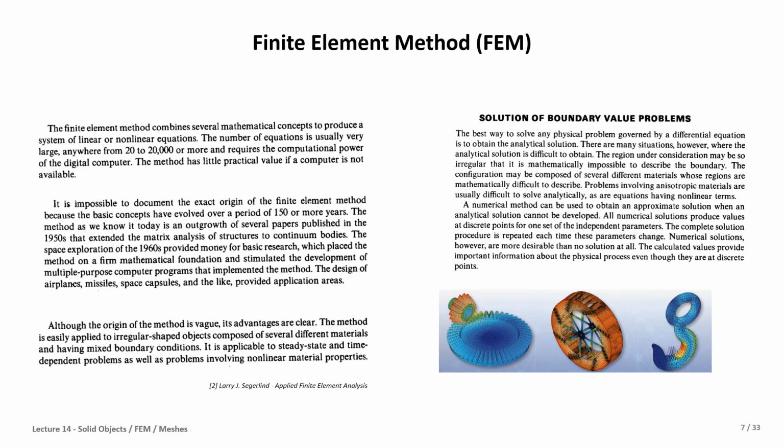A numerical method can be used to obtain an approximate solution when an analytical solution cannot be developed. All numerical solutions produce values at discrete points for one set of the independent parameter. The complete solution procedure is repeated each time these parameters change. So the numerical solution is more desirable than no solution at all. The calculated values provide important information about the physical process even though they are at discrete points.